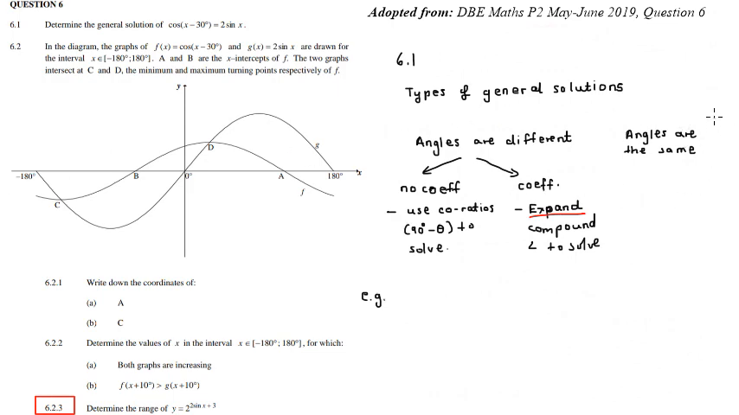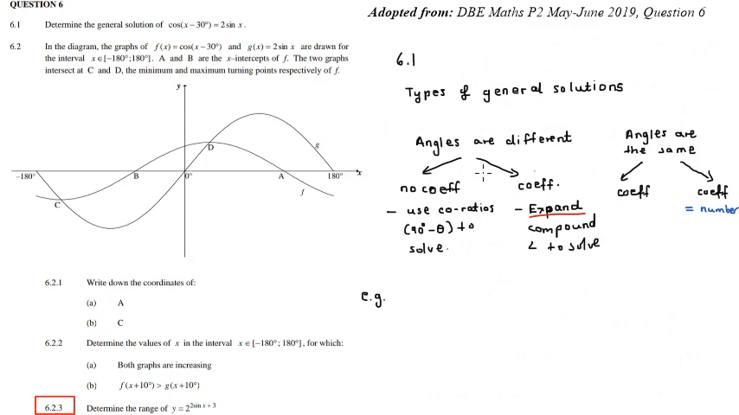On the other side, sometimes you can have general solutions where the angles are the same. For this one, we also have two cases. We're not going to have the case where we're looking at no coefficients. We're always going to have coefficients when we're looking at angles that are the same. But in the second part, not only are you going to have coefficients in front of your trig ratios, but you're going to have this equal to a number, so equal to some number.